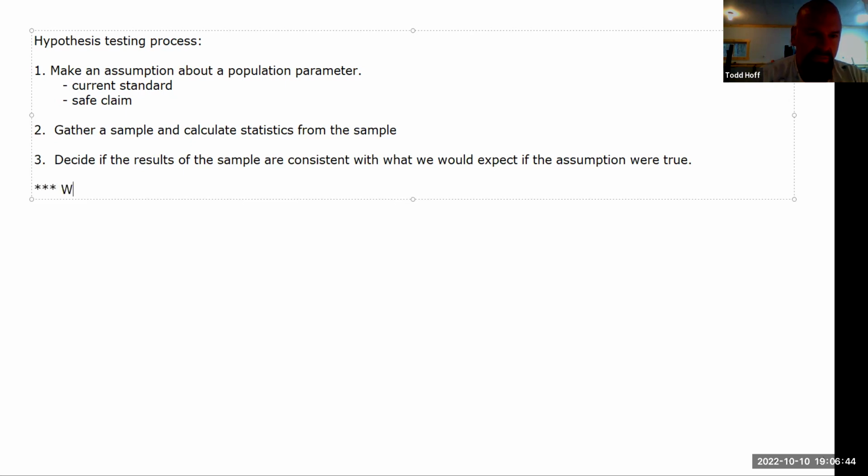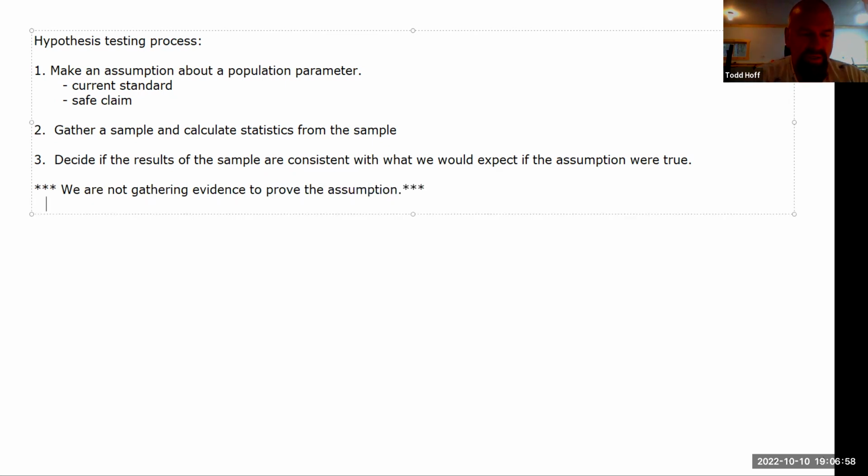The key note here is we are not gathering evidence to prove the assumption. We are only gathering evidence in an attempt to, I shouldn't say disprove it either, because we don't technically completely disprove it, but in an attempt to show it is unlikely.